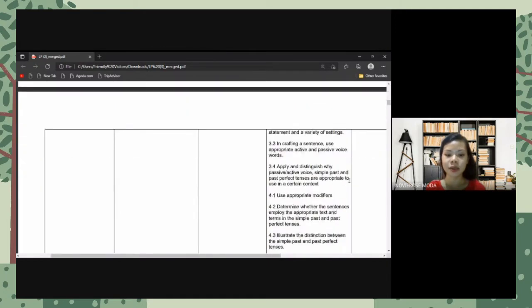Number three, crafting sentences. Use appropriate active and passive voices. Number four, apply and distinguish why passive and active voices, simple past and past perfect tense are appropriate to use in a certain text.